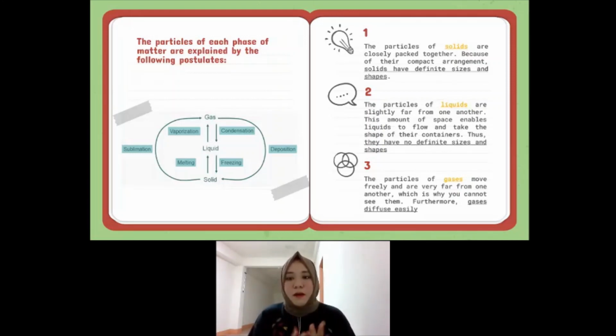Because of their compact arrangement, solids have definite sizes and shapes. When you look around your surroundings and see a solid, you might realize why solids come in different sizes, shapes, and volumes. It's because of the close packing of their particles. Because of the arrangement of these particles, solids have different properties like malleability, ductility, and hardness.